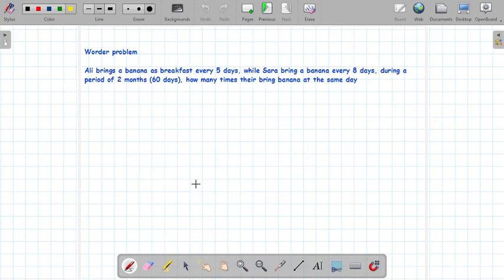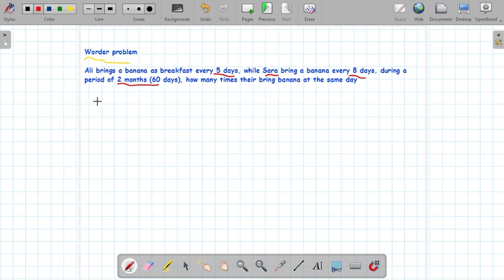Sometimes you have a worded problem. Let's talk about worded problems when it comes to using LCM. So pay attention to this. It says that Ali brings for his breakfast at school a banana every 5 days. Sarah is doing the same thing, but she brings her banana every 8 days. Now I need to know, in a period of 2 months, 60 days, how many times they bring a banana on the same day. You got the idea?